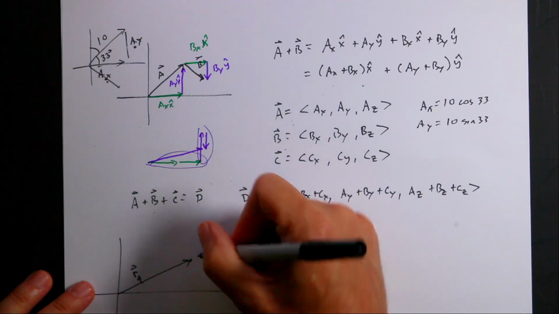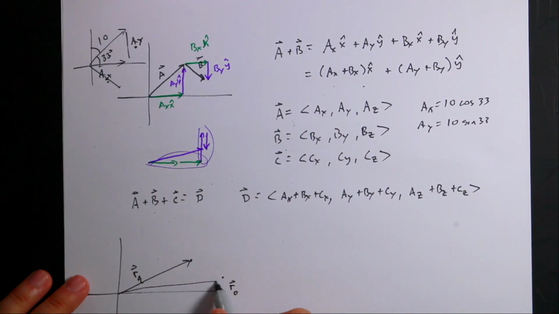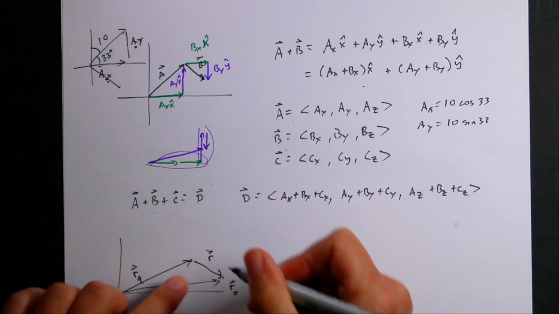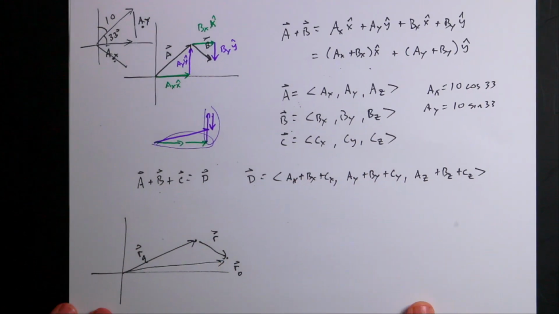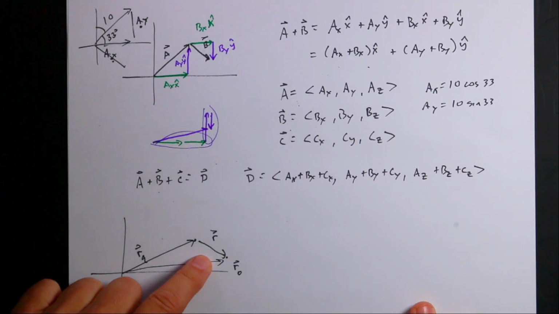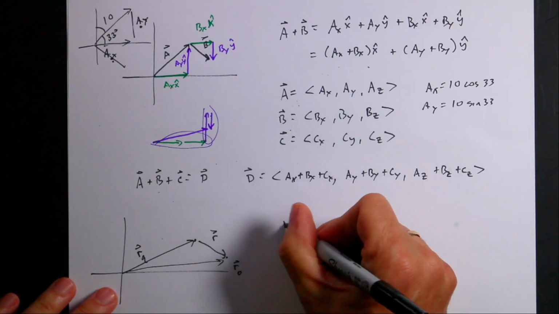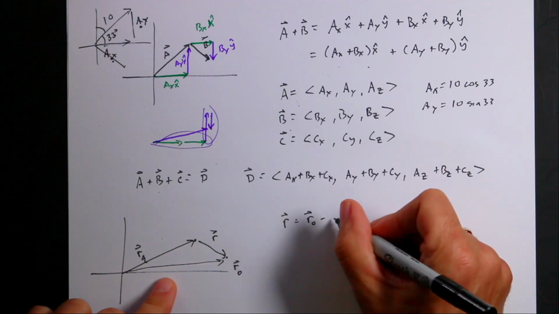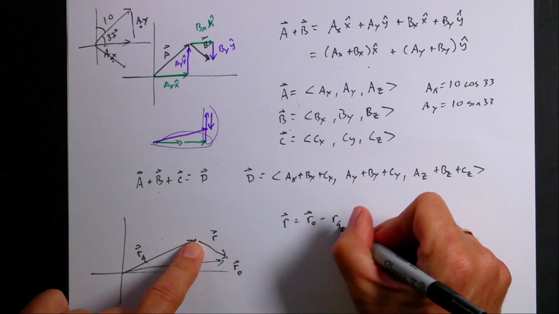I need this vector R, which is from the charge to the observation location. So this is vector subtraction. R would be the final position, R_O, minus the starting position, R_Q.